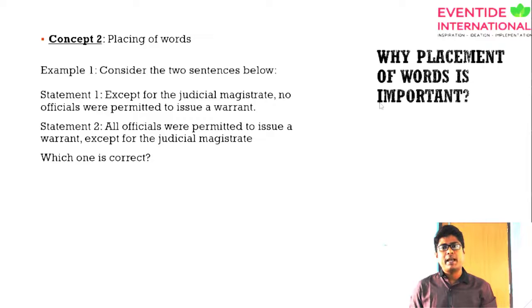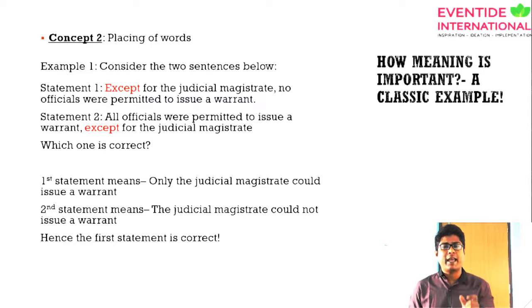The first statement has a completely different meaning from the second statement. The first statement means that the judicial magistrate has the power to issue a warrant, and except the judicial magistrate, no one can issue a warrant. However, the second statement means the judicial magistrate does not have the power to issue a warrant. You see, a single word, except, when placed at two different places, can change the meaning of a sentence entirely. This is what will be tested on the GMAT sentence correction test.